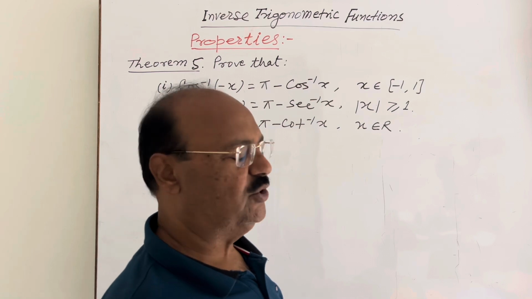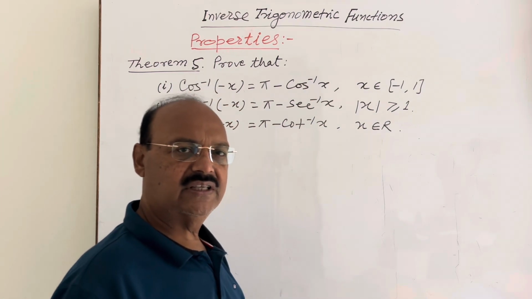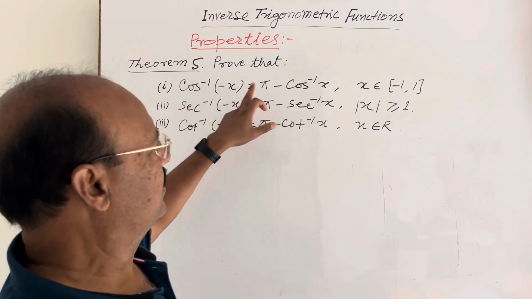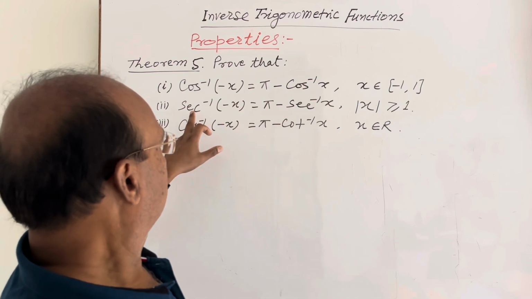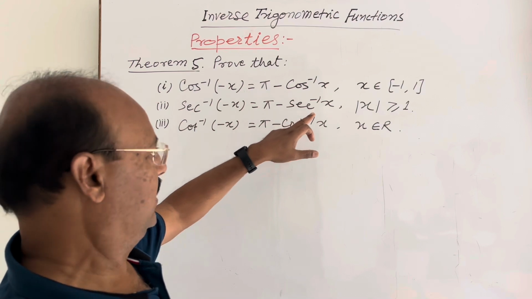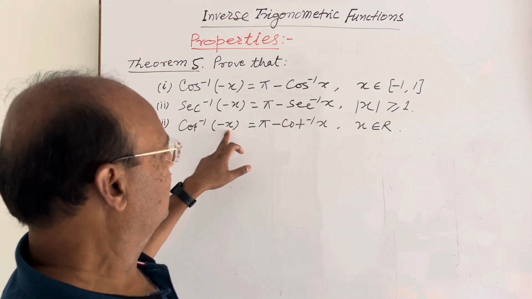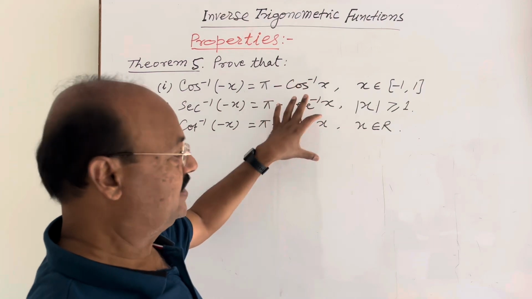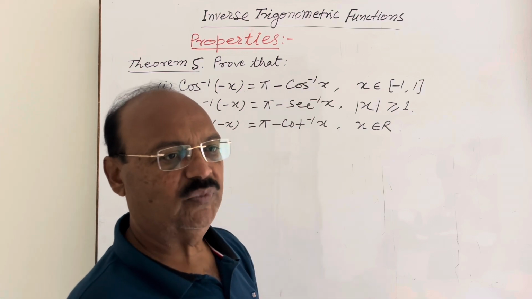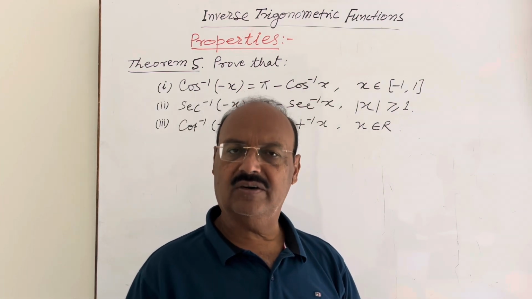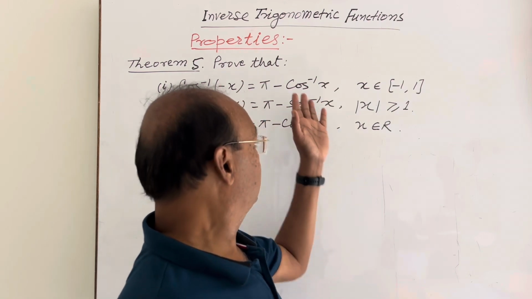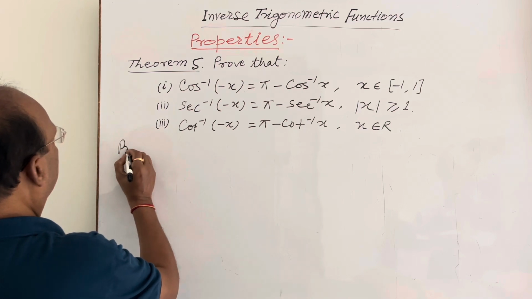In the previous theorem, theorem number 4, we discussed a set of 3 formulas: sine inverse of minus x is equal to minus sine inverse x, cosec inverse of minus x is minus cosec inverse x, and tan inverse of minus x is minus tan inverse x. But in this set of formulas we are having pi here. The basic difference is that in the previous theorem, sine, cosec and tan are odd functions. Sine of minus theta is equal to minus sine theta, but these are even functions. Let us see the proof.